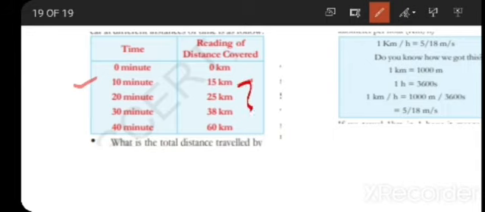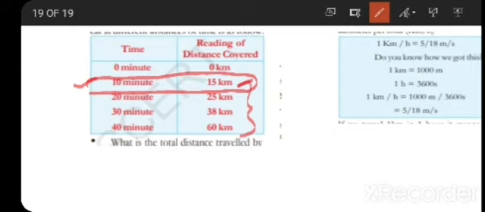In all these cases, in the first case, in 10 minutes, it covered 15 kilometers, and in the second case, in 20 minutes, it covered 25 kilometers. Do you think the speed is the same? For every 10 minutes or every 20 minutes, is the speed constant? No. Speed will not be constant. It is going to change.